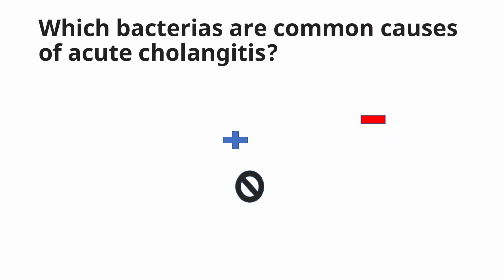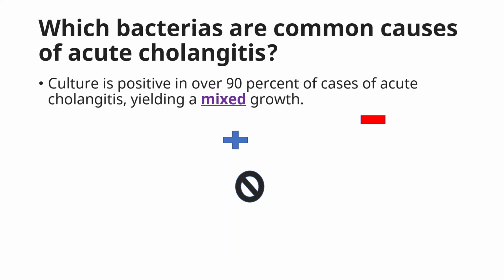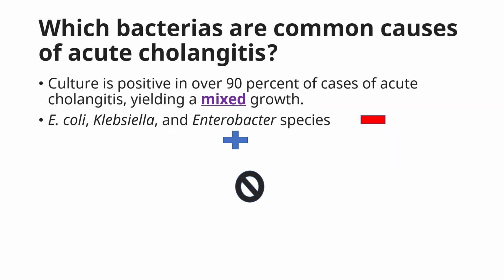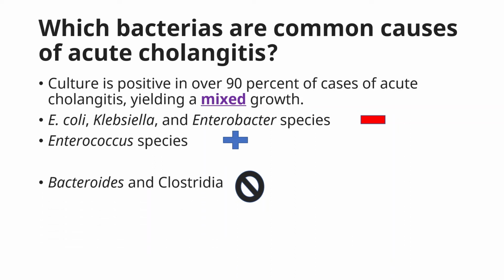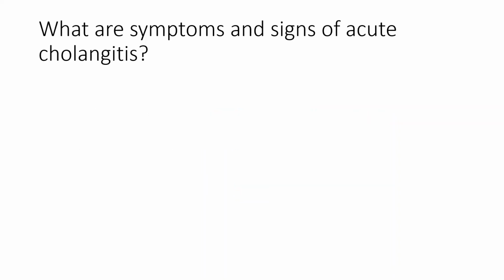So what are the common bacteria involved in acute cholangitis? Culture is positive in 90% of the cases with a yield of mixed growth, including E. coli, Klebsiella, and Enterobacter species, which are gram-negative, Enterococci species, which are gram-positive, and Bacteroides and Clostridial species, which are anaerobes. So it is a mixed picture.